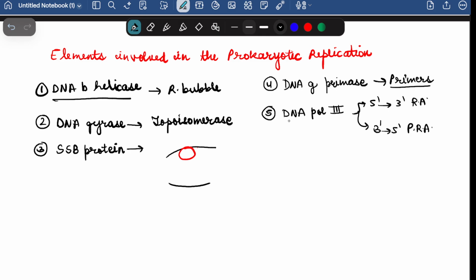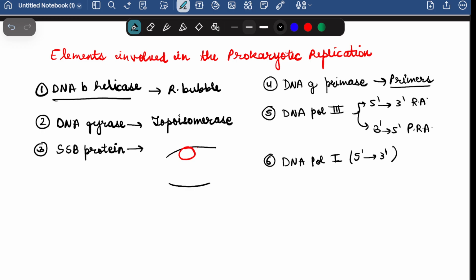And at the last, when the whole replication is about to be over, at that time the DNA polymerase 1 comes, and this DNA polymerase 1 will help to again do the proofreading very accurately, and this DNA polymerase 1 can do the proofreading in the 5' to 3' direction as well. There are certain endonuclease and exonuclease activities which DNA polymerase 1 has. So because of this, it can do very efficient proofreading as compared to DNA polymerase 3.